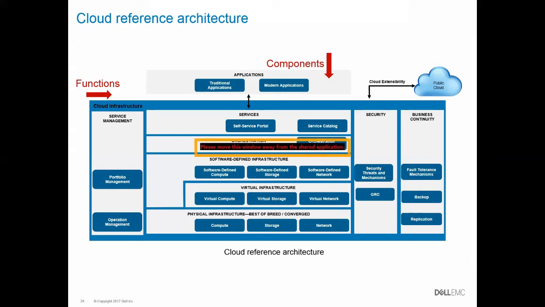Service catalog is like when you go to a restaurant, you have a menu which tells us what things the restaurant is going to serve us. So service catalog is the menu for the cloud services. When you go to the applications, you will have two different types of application: traditional versus modern. We'll have more emphasis on the modern applications.